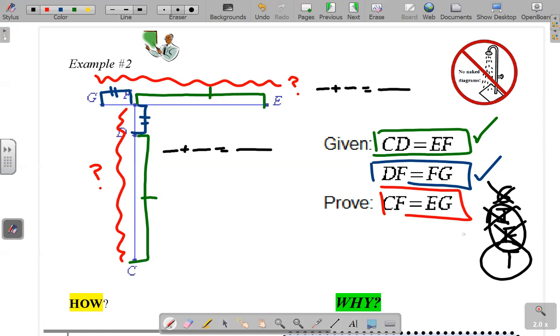All right, fingers on your diagram. Quickly explain to a neighbor. If the greens and blues are equal, how do you know the reds are equal? Talk, go. Fingers on the diagram.